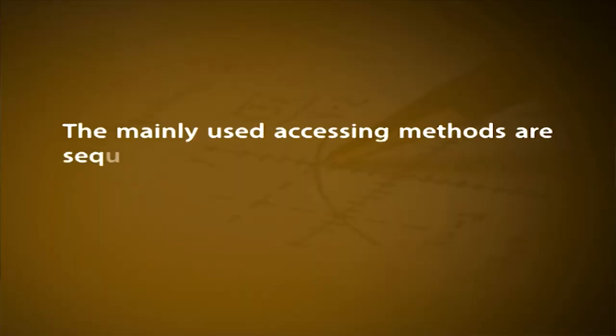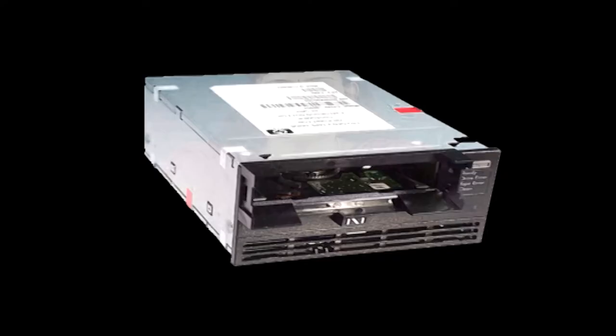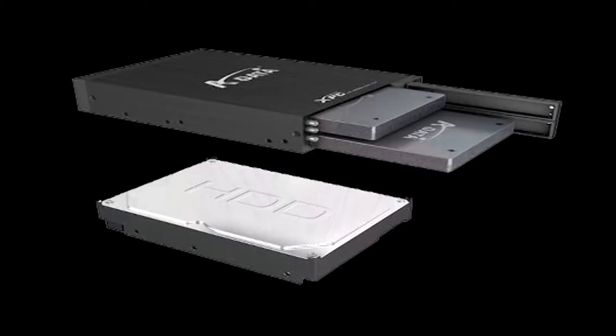The secondary storage device selected for a particular application depends mainly upon how the stored information needs to be accessed. The mainly used accessing methods are sequential or serial access and direct or random access. Thus, the commonly used secondary storage devices can be classified as sequential access devices and direct access devices.